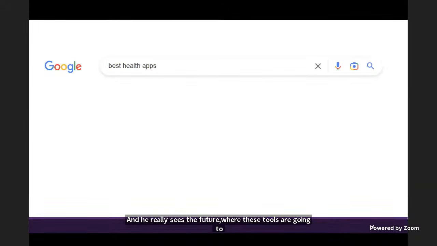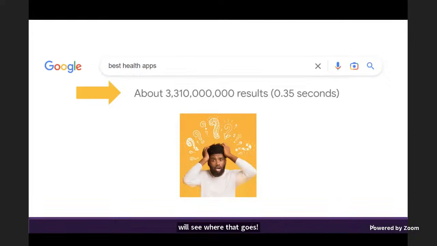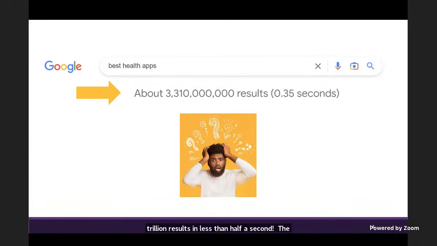But it can be overwhelming thinking about the sheer breadth of health apps out there. I did a quick Google search, best health apps, and guess what? There were over 3 trillion results in less than half a second. The sheer breadth of these apps makes it difficult for both the people we care for and us as healthcare providers to sort through the vast and overwhelming, what I call jungle of digital solutions. It can make anyone's mind spin.